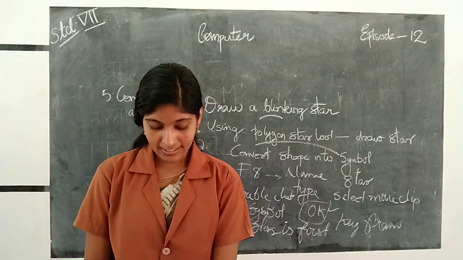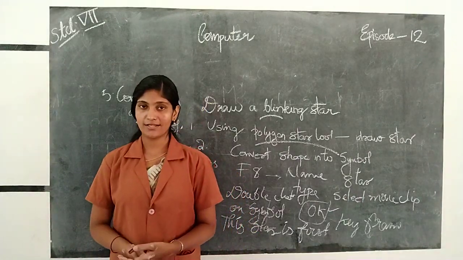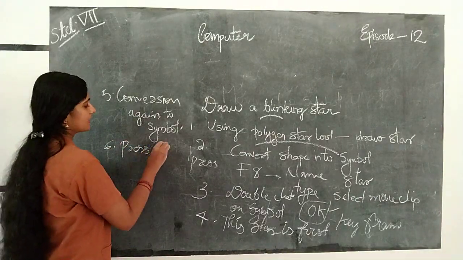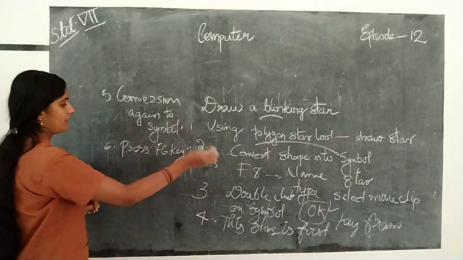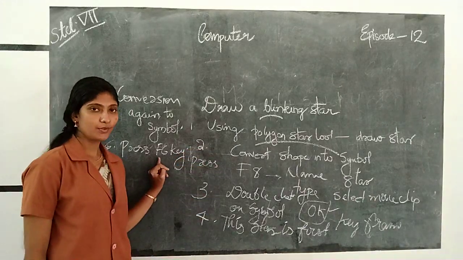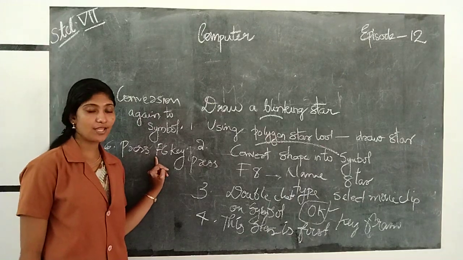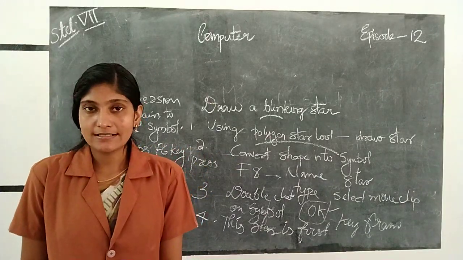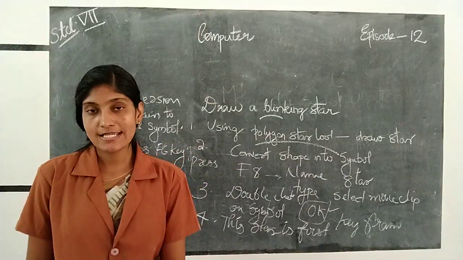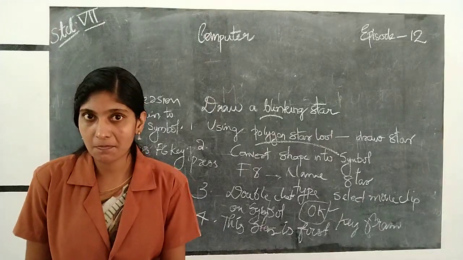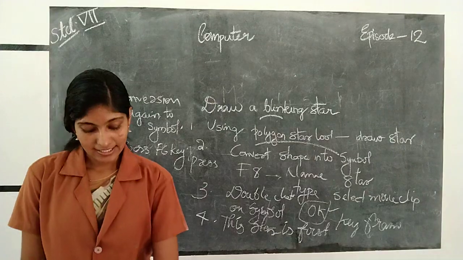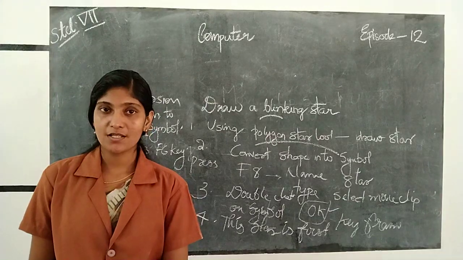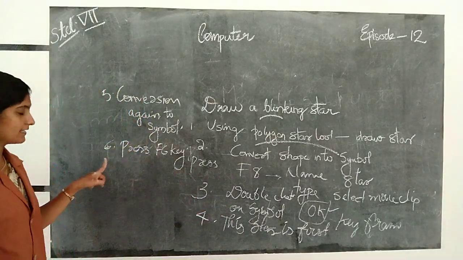Then sixth step. If you want to select or add next frame, press F6 key. So if you want to select next frame, for that purpose you need to press which key? F6 key. And then the content of the previous frame, here the star shape, will be automatically copied into the new selected keyframe. That is the sixth step.